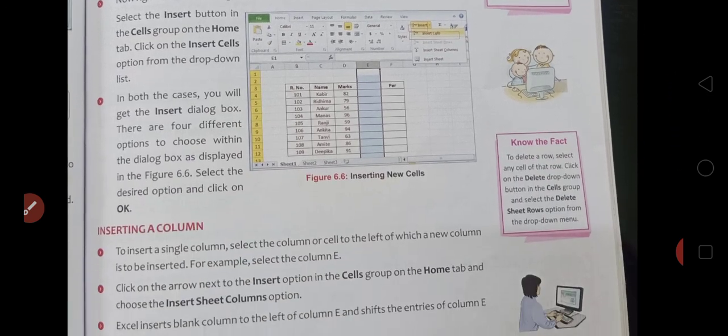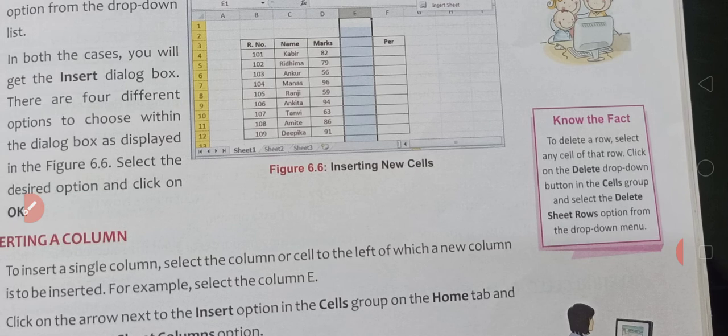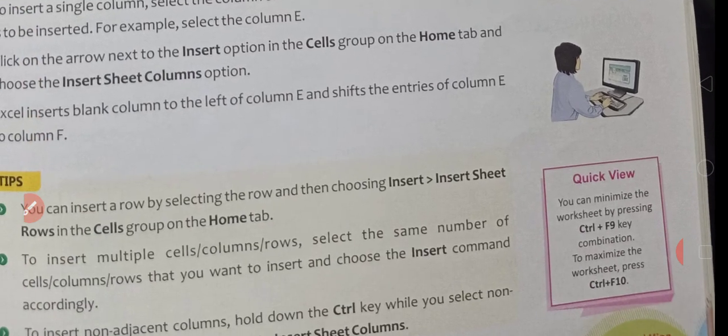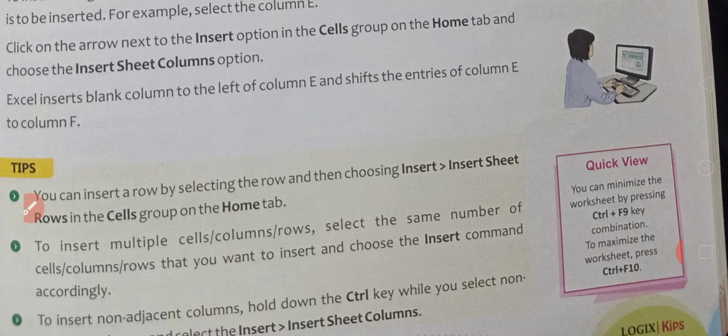Then children, second Know Your Fact over here is to delete a row. Select any cell of that row, click on the Delete drop-down button in the Cells group and select the Delete Sheet Row option from the drop-down list. So you can delete any row also. And children, next, you can minimize the worksheet by pressing the Ctrl plus F9 key combination, and to maximize the worksheet, we can press the Ctrl plus F10 key. So there are certain shortcut methods to do other important tasks also.